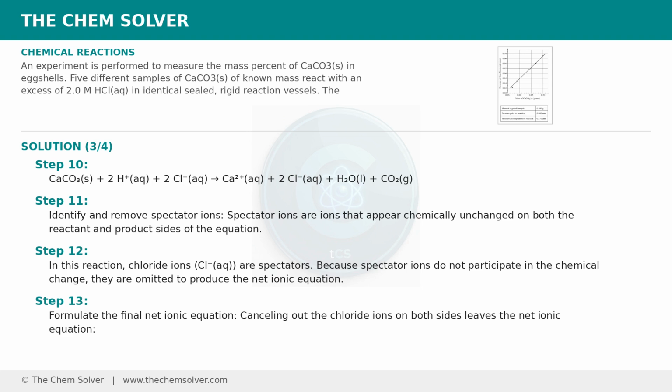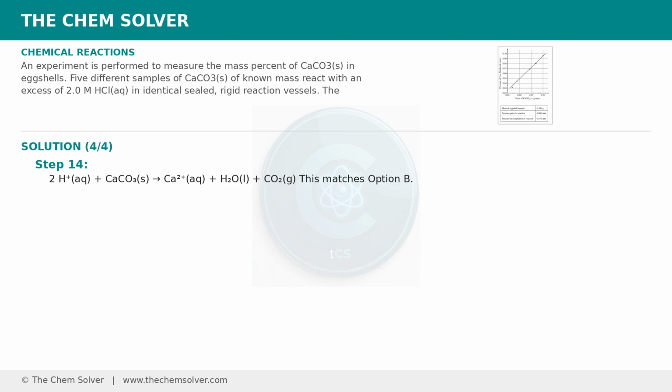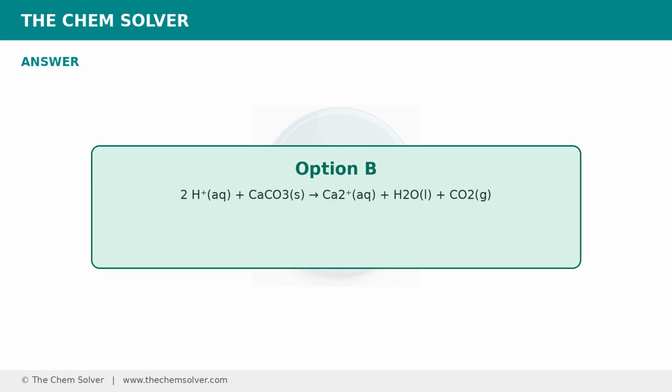Formulate the final net ionic equation. Canceling out the chloride ions on both sides leaves the net ionic equation. 2H+ + CaCO3 gives Ca2+ + H2O + CO2. This matches option B. The correct answer is option B. 2H+ + CaCO3 gives Ca2+ + H2O + CO2.